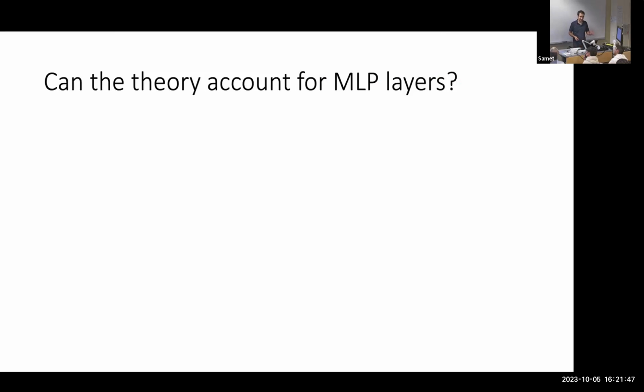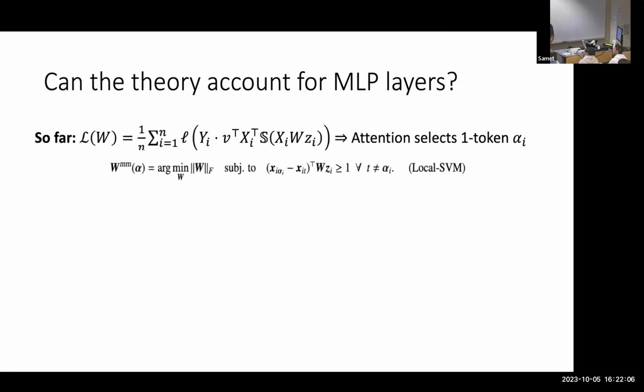This is the last few slides I want to discuss. I'm saying theory, but we don't have a full theory for this, so I will describe what we have. So far we have been discussing basically just V, a linear model at the end. What if we make it nonlinear? What we have been discussing is that with the regularization path or gradient descent, attention selects one token.